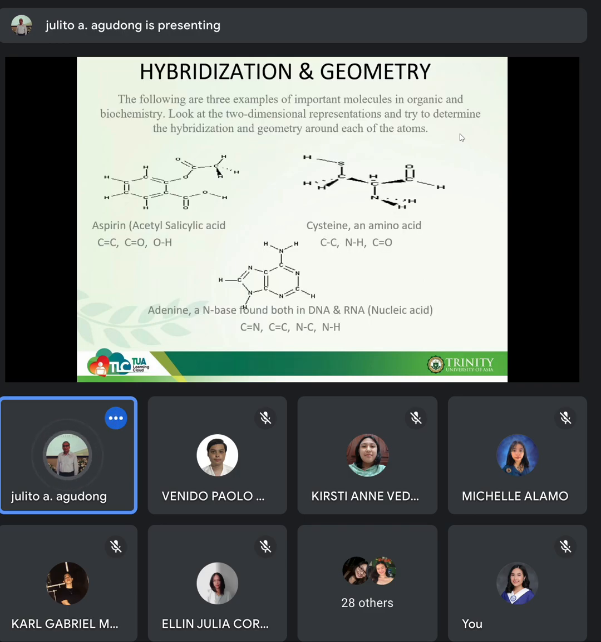What about this? Identify the hybridization and geometry around the identified atom, your double bonded carbon. What is the hybrid of a double bonded carbon? sp3, sp2, or sp?